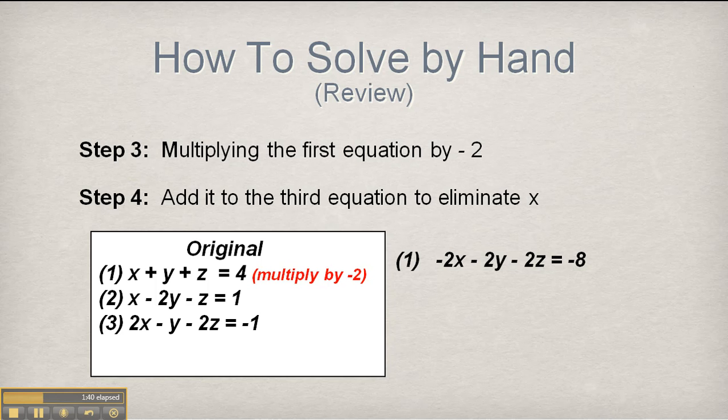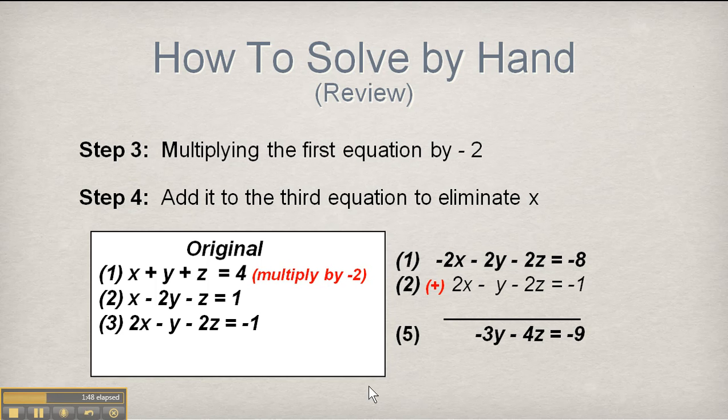Now we're going to add this result to the third equation, which has eliminated the x variable again, and we've created equation 5. So make sure that when you start eliminating variables, you do the same one both times. Once again, we are now down to 2 variables instead of 3, and we have the same variables y and z.